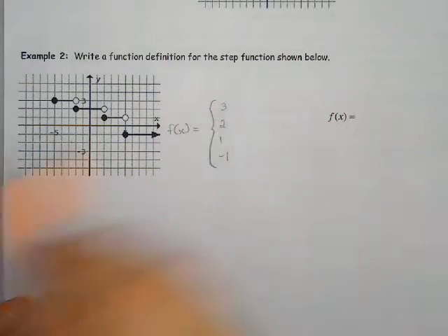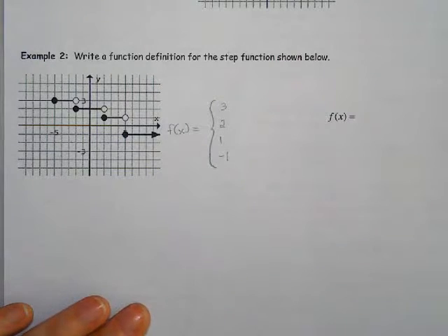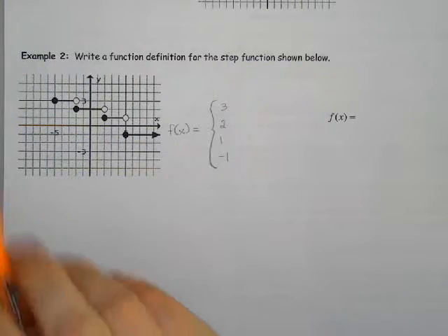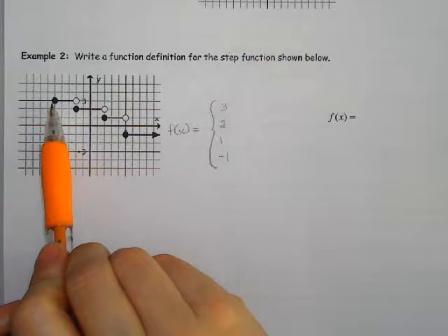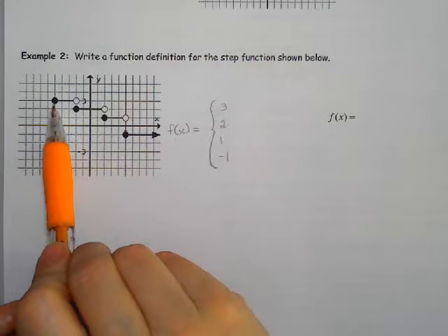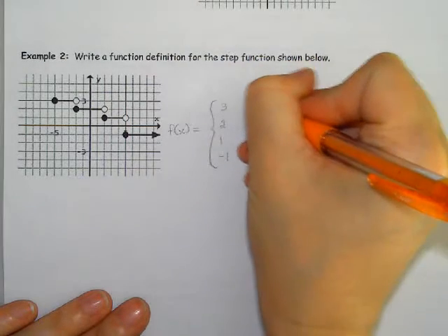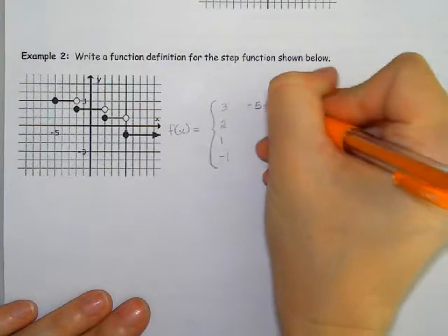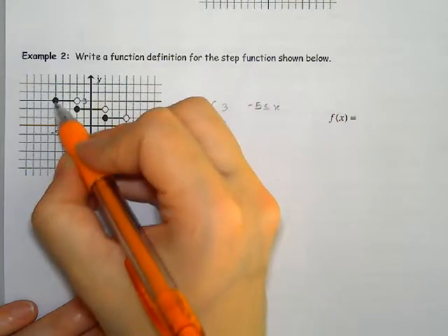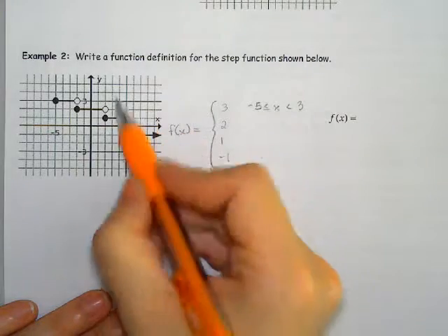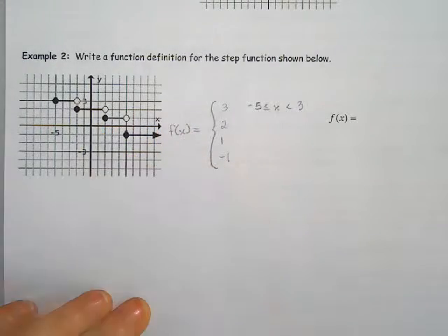So for what values of x does y equal 3? Negative 5 to negative 2. So negative 5 is less than or equal to x, because I have a filled in circle there, and then is less than 3, because I have an open circle there.